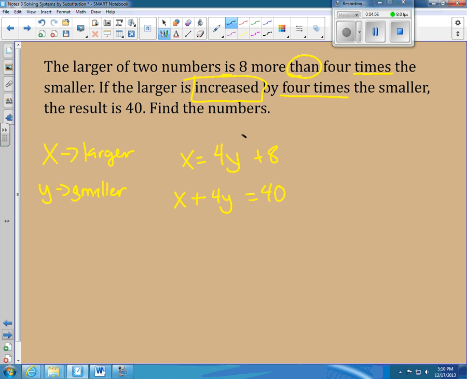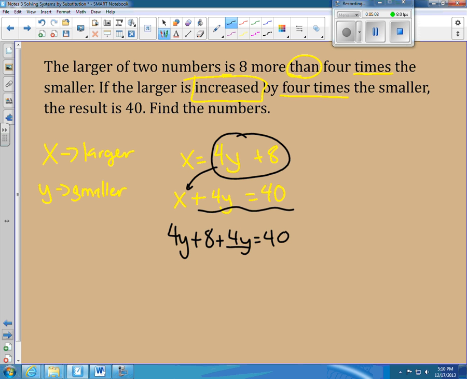We see that x is equal to 4y plus 8, so we're going to substitute that in for x. So 4y plus 8, now we're going to continue this equation, plus 4y equals 40. These are on the same side, so we're going to combine them into 8y plus 8 and set that equal to 40. Subtract both sides by 8, and we get 32. So our y ends up equaling 4.